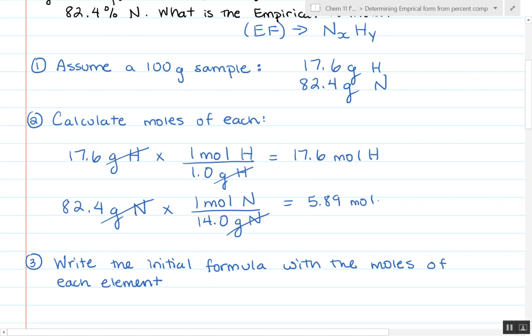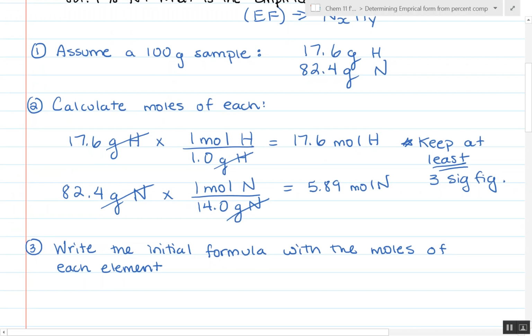5.89 moles of nitrogen. So notice that we're keeping an extra significant figure in that first calculation, and that's because we don't want to run into rounding errors later on. So make sure we keep at least 3 sig figs in these intermediate calculations. Okay, so any intermediate calculations, we want to keep a couple extra sig figs.